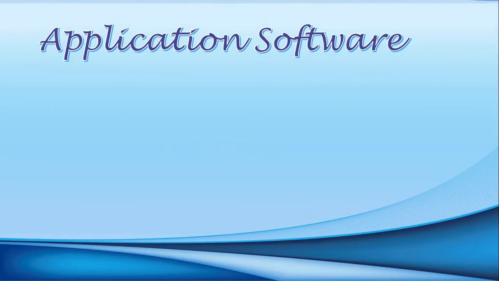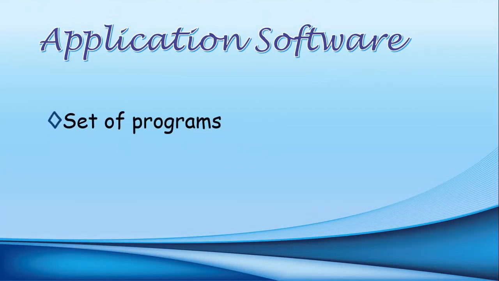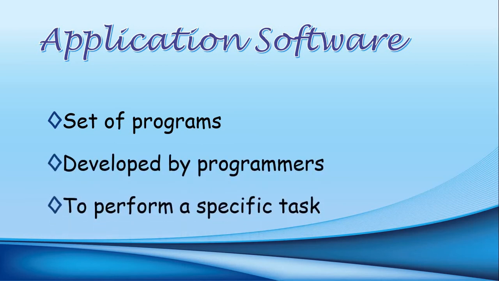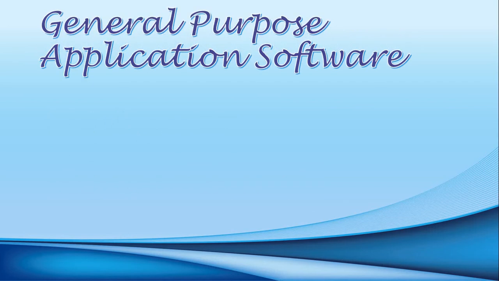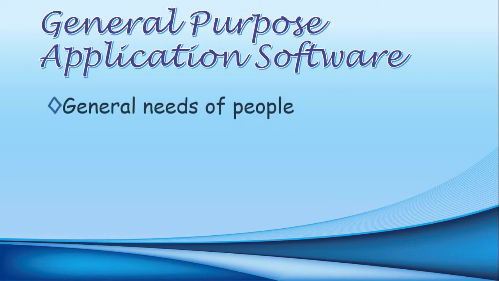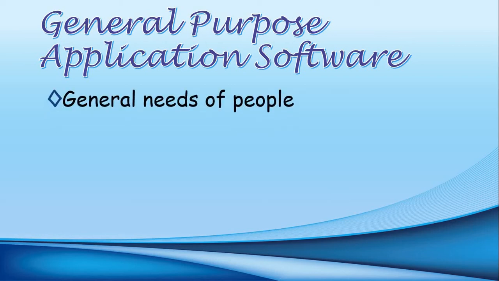Next, application software. It is a set of programs developed by programmers to perform specific tasks. It can be installed on the computer depending on the user's requirements. The application software is divided into two types: general purpose application software and specific purpose application software. The general purpose application software is developed for the general needs of a large number of people. Some examples of general purpose application software are word processing software, spreadsheet software, presentation software, DBMS software, DTP software, graphics software and multimedia software.